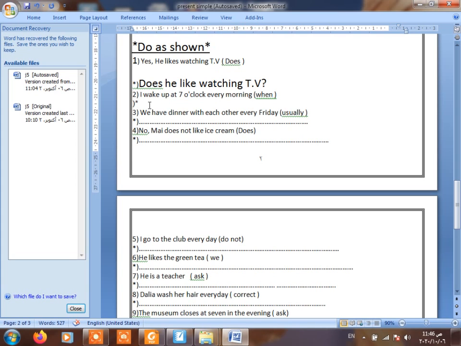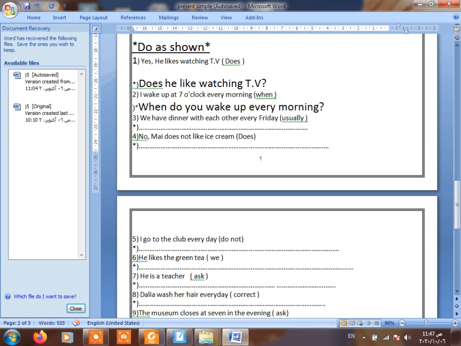Number 2. The question is, I woke up at 7 o'clock every morning. When? So I ask with when. So this is the WH question. So how do I use it? I start with when. Then I have I woke up. So I becomes you. Do or does? Do. So when do you wake up? This is the question. It's wake up, the infinitive. And I didn't add the time because I am asking about it. When do you wake up?